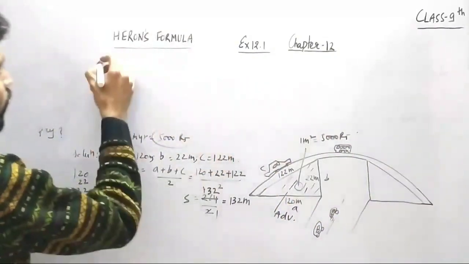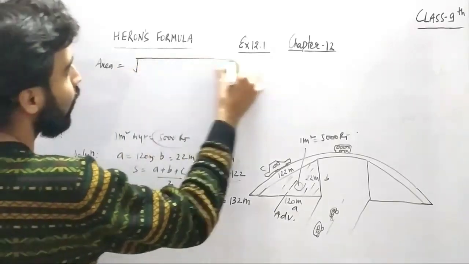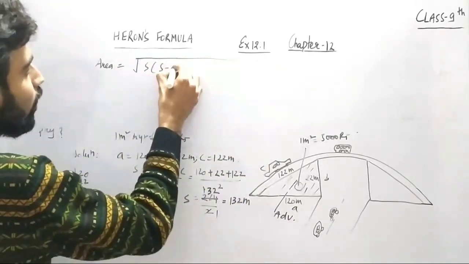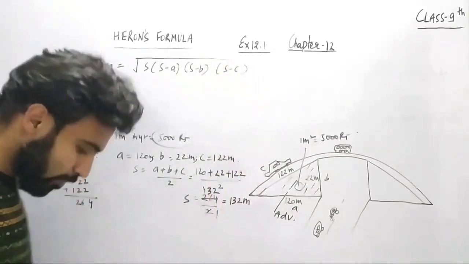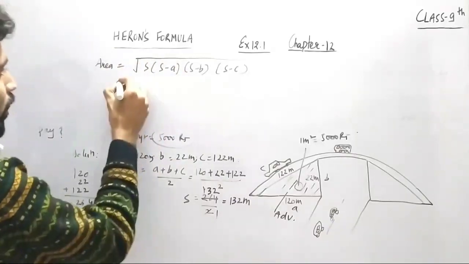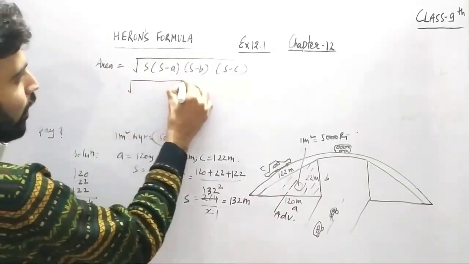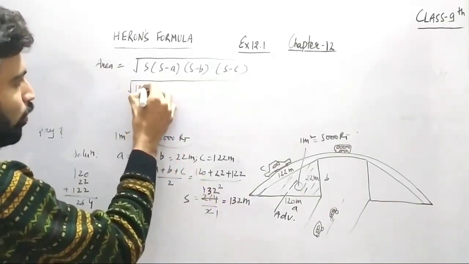So we know the formula, Heron's formula. Area will be calculated by s(s minus a)(s minus b)(s minus c), right? Here we have all the values, so I'm going to directly substitute the values. The value of s that we know is 132.